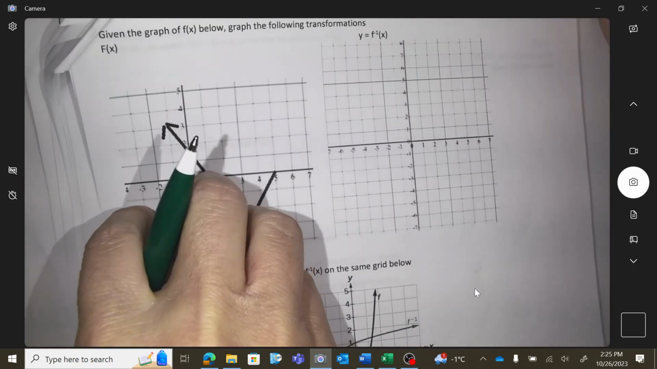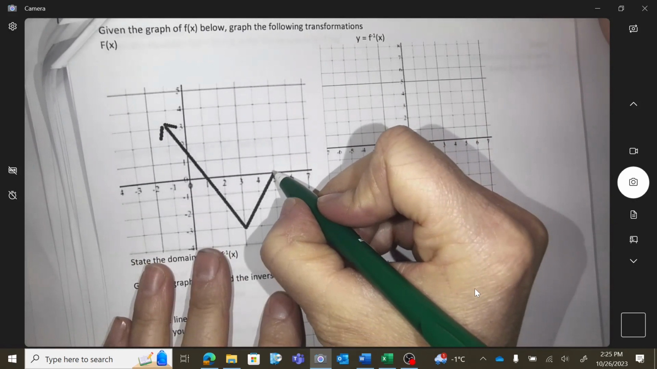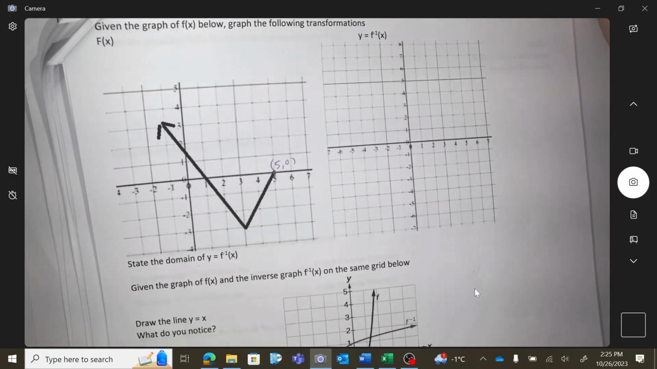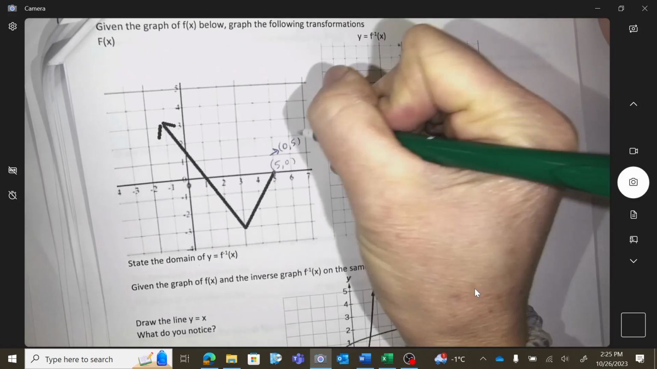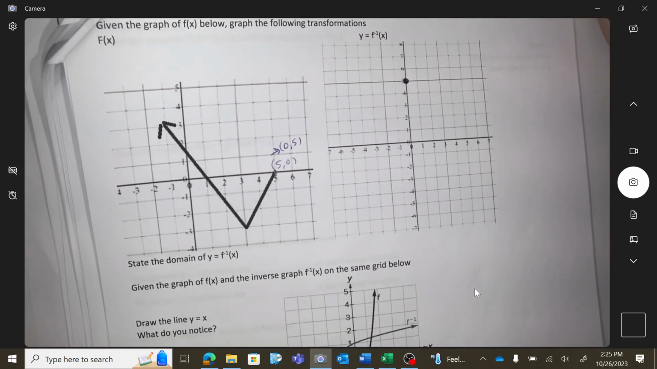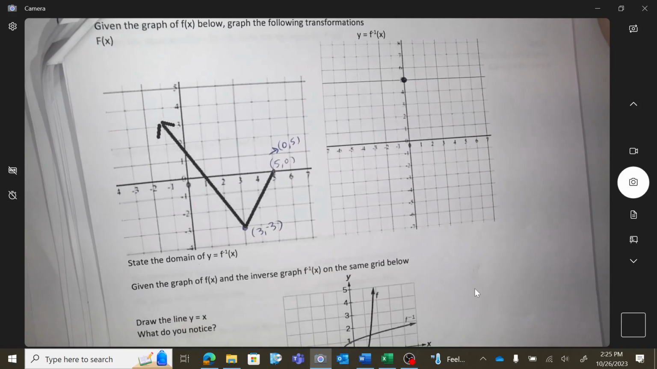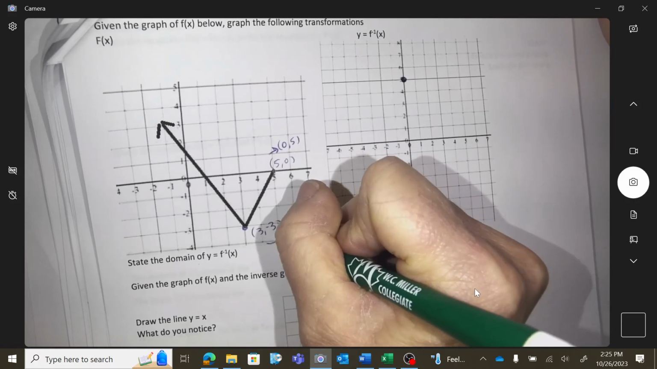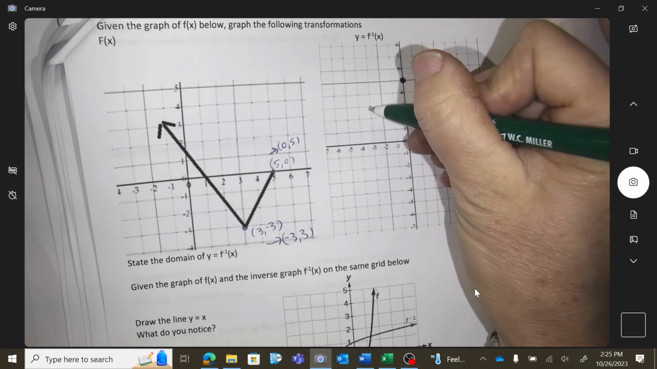Okay, so this is a function, and then we're going to graph the inverse function over here. So what I'm going to do is label some coordinates. This coordinate would be (5, 0). So what would it become? (0, 5). I'll take this coordinate, which is (3, -3), and I would be plotting it on that graph at (-3, 3).